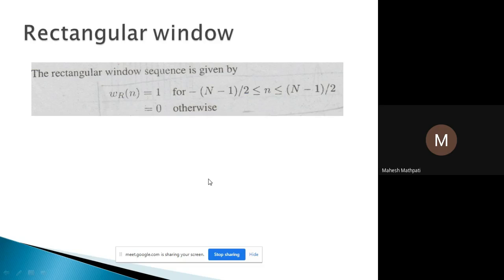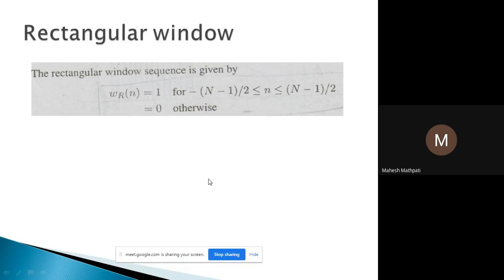As I have represented it is omega r of n. Does n stand for a discrete time function or continuous time function? Sorry, sir. Discrete, sir. Here n is there, so it is a discrete function. So it looks this way.